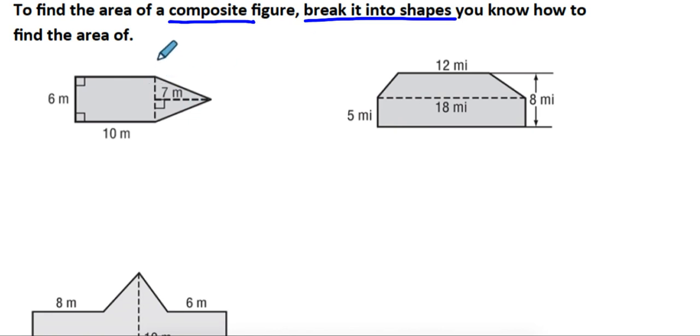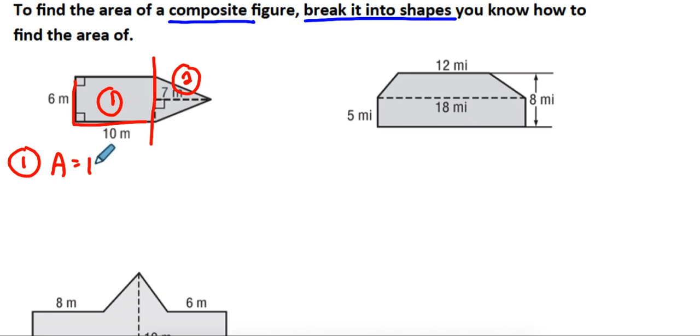So for this one here, I would slice it right here. I've got a rectangle and a triangle. So for shape 1, it's got a base of 10, a height of 6. So I'm going to do 10 times 6. And that gives me 60 meters squared.